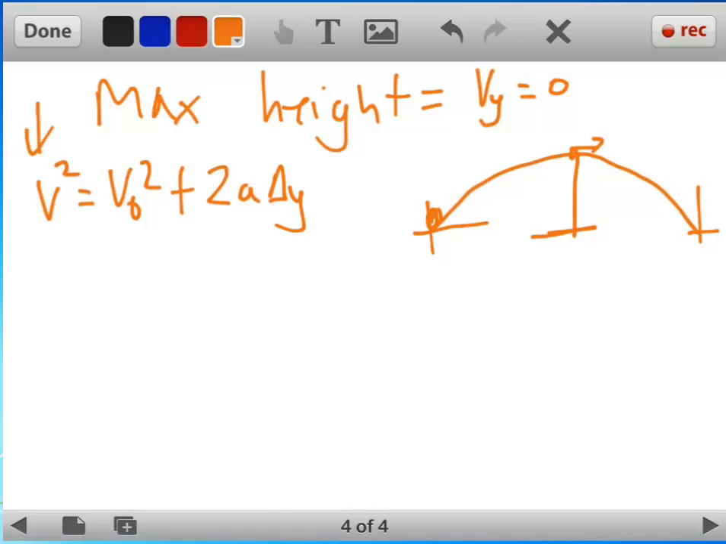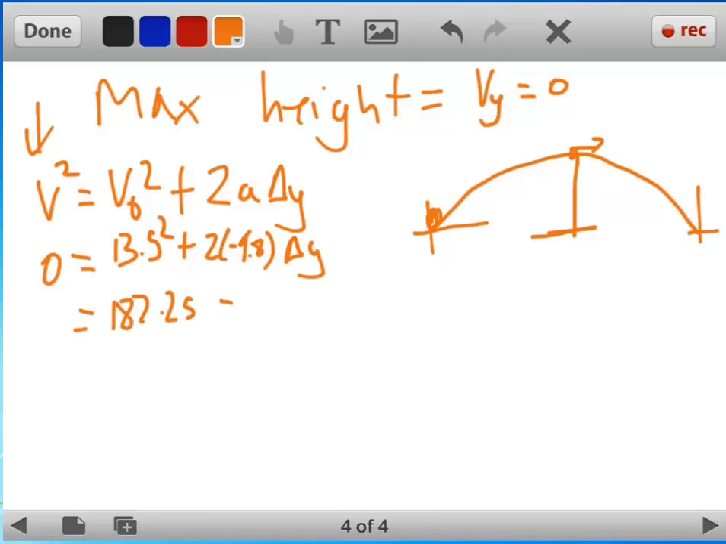So then I can say, all right, 0 equals v naught y, which I just found to be 13.5, squared, plus 2, acceleration in y is negative 9.8, times the change in position. 13.5 squared is a fairly large number, around 200, 182.25, minus 19.6 delta y. Subtract that 182.25 over, divide it by 19.6, and we see that our change in y is 9.29 or 9.3 meters.